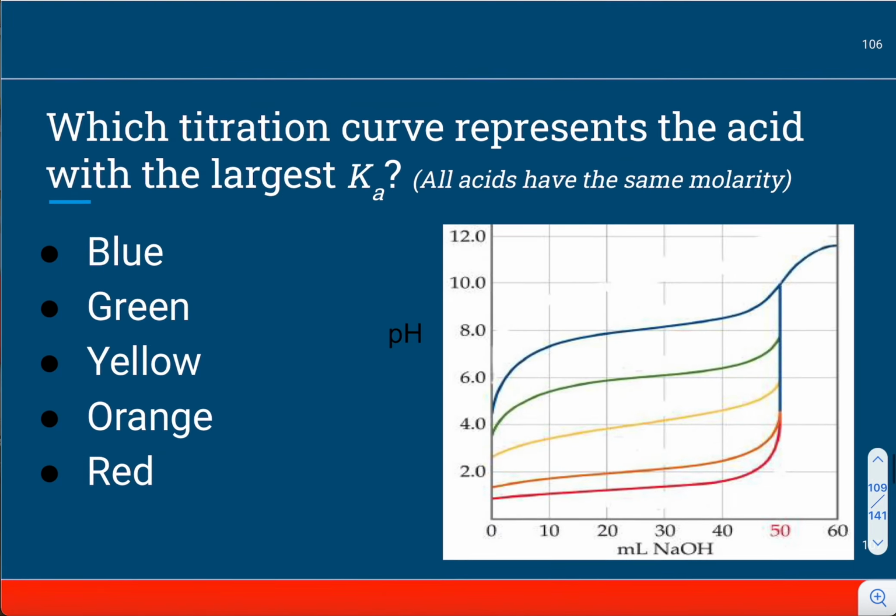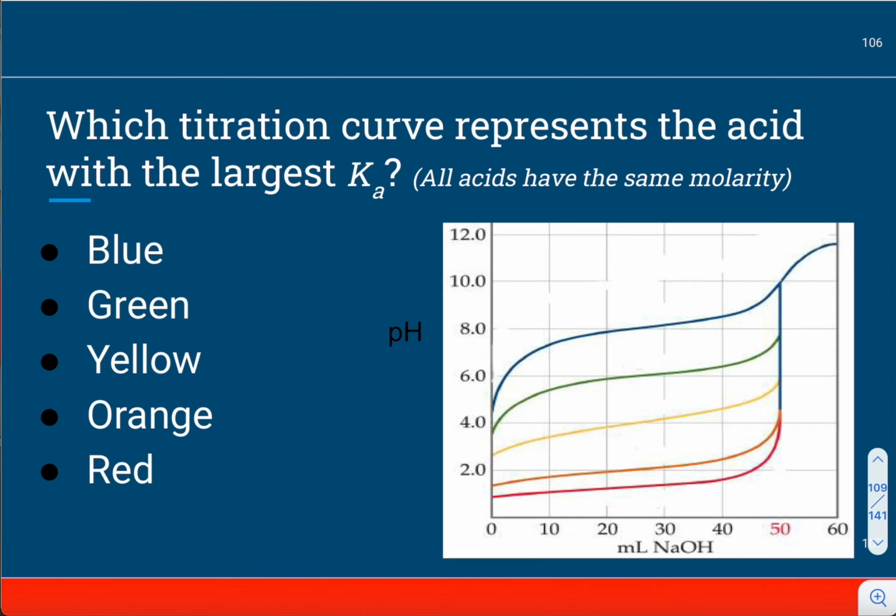And then last one, we looked at some of these already. This one says, which one represents the acid with the largest Ka? This is kind of a weird one because the red one is a strong acid. Look, it starts at 1. So technically the answer should be red, but we don't really think of strong acids having a Ka.